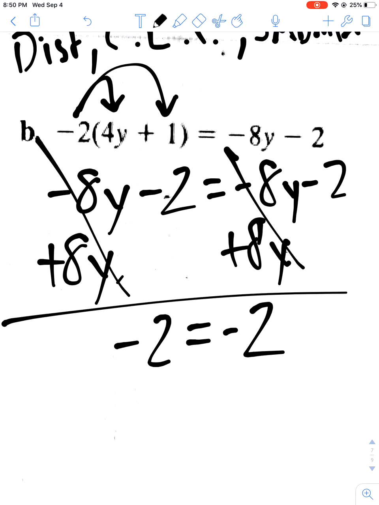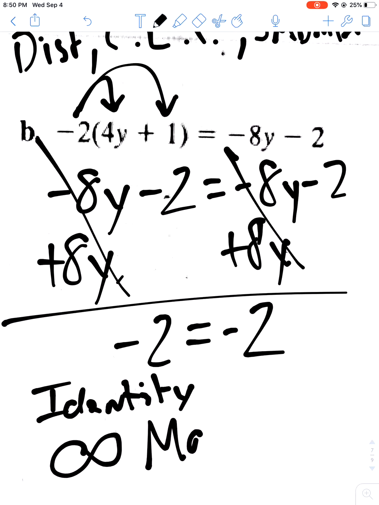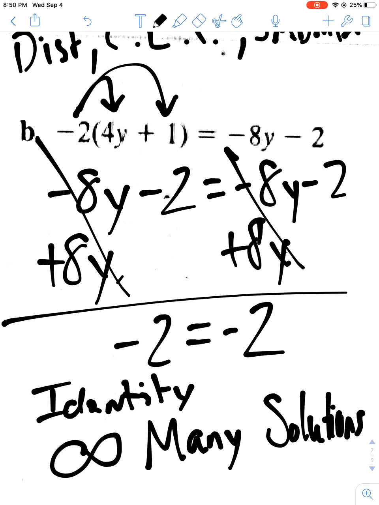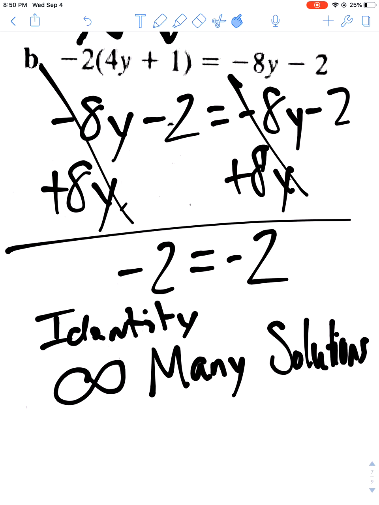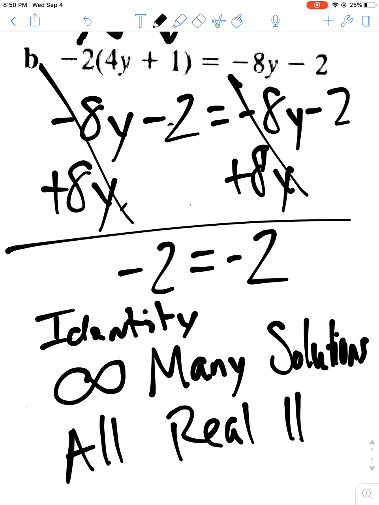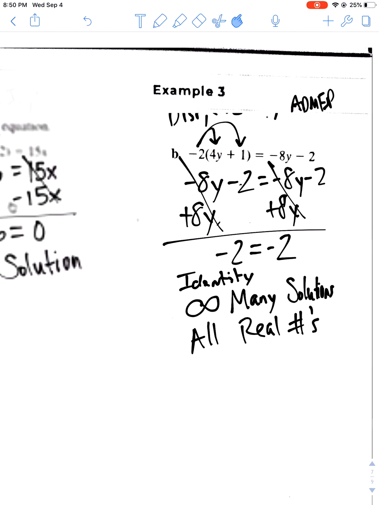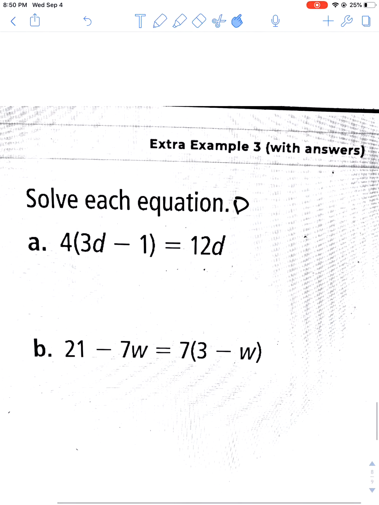So this special case, when it is true, is called an identity. But we also say that this answer has infinitely many solutions. Now, some places you'll also see this written as all real numbers. So those are the two special cases. No solution, infinitely many solutions. So let's look at it and maybe try to get a better idea of what's going on.